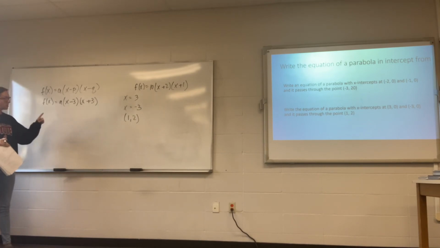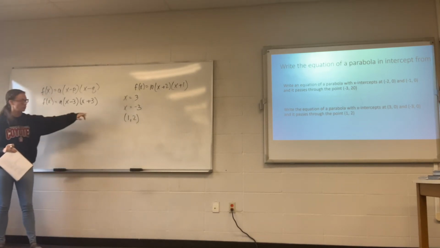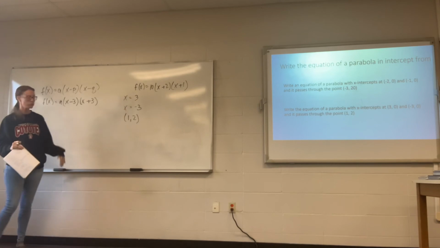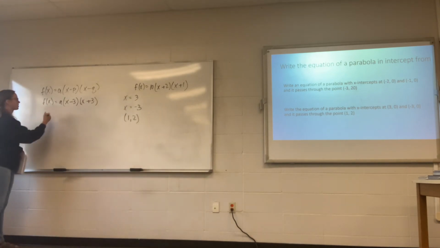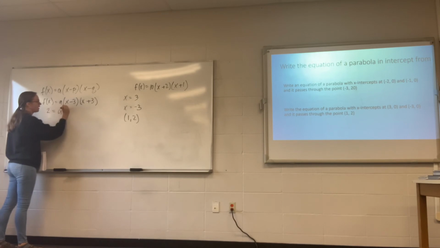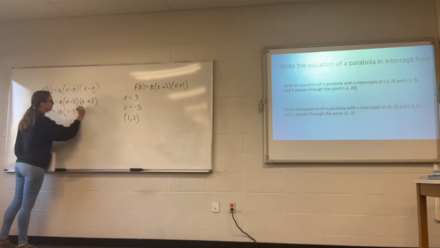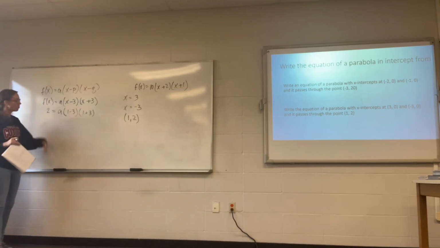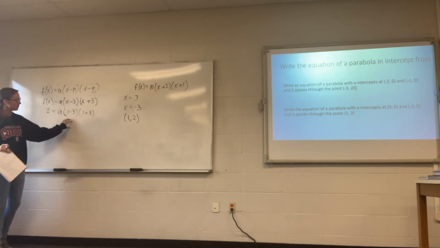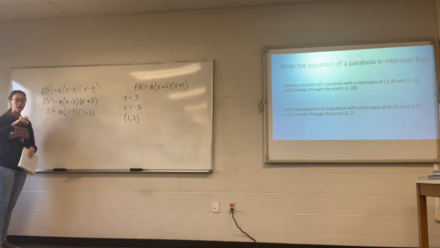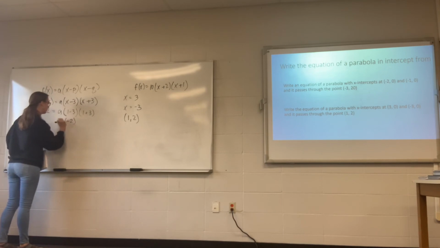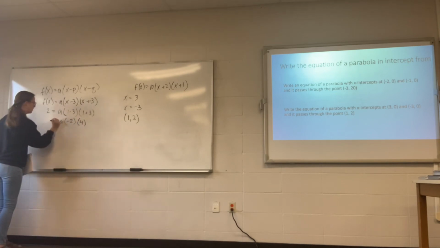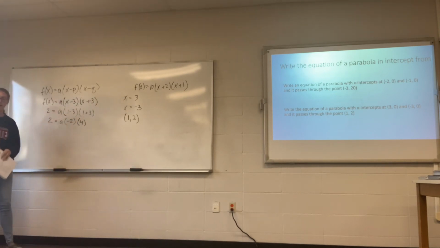Now from here I can use this other point, (1, 2), so the x is 1, so I can put in 1 for both of my x's, and then my y value is 2, so I can go ahead and plug in 2 for my f of x. So I'd have 2 is equal to a, and then (1 - 3) and (1 + 3). So now we just need to solve this. Remember, start with what's in your parentheses. So 1 minus 3 would be -2. And then 1 plus 3 is going to give me 4. And then it's still equal to 2, and I still have that a.